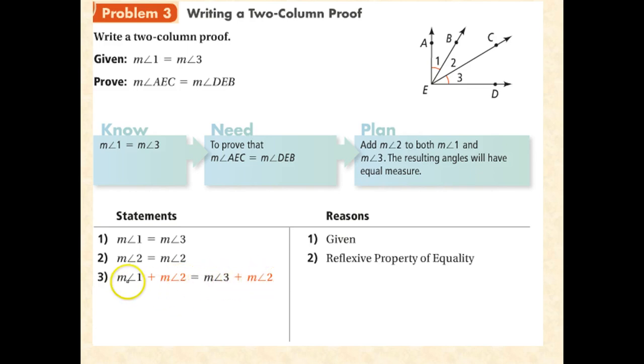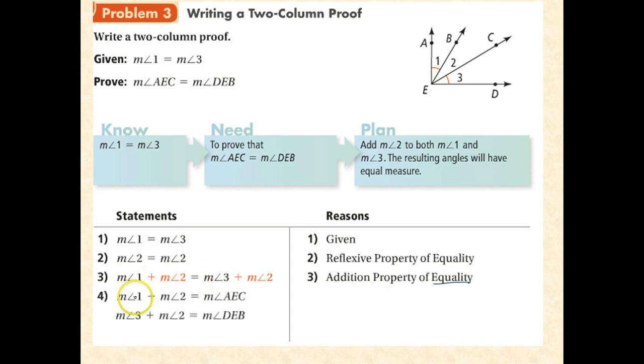Why am I allowed to say that? Because right here I said that the measure of angle 2 is equal to the measure of angle 2, and I'm allowed to add the same number to both sides of an equation. It's kind of trippy that these are just numbers, right? They're not actually like geometric figures. I'm just adding two numbers over here and I'm adding two numbers over there. And I'm using the addition property of equality because I'm dealing with numbers here. So here I have one sum that's equal to another sum.